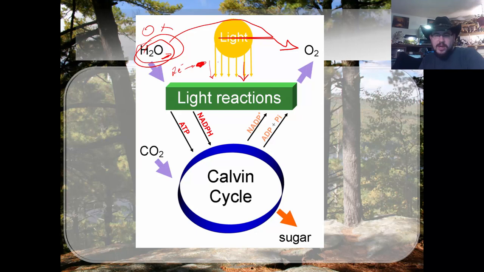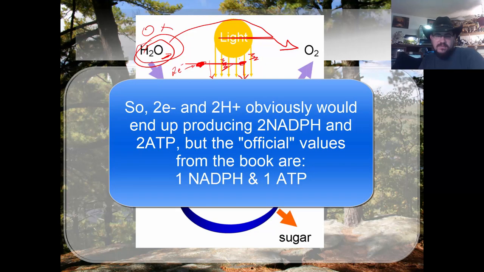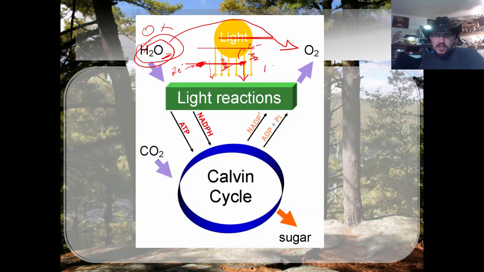We have two separate electron transport chains. We have another set of excitation. Ultimate product is 1 ATP, 1 NADPH. All right, so here's the ATP, here's the NADPH. They go into the Calvin cycle. Carbon dioxide is fed into the Calvin cycle, and the product is sugar.